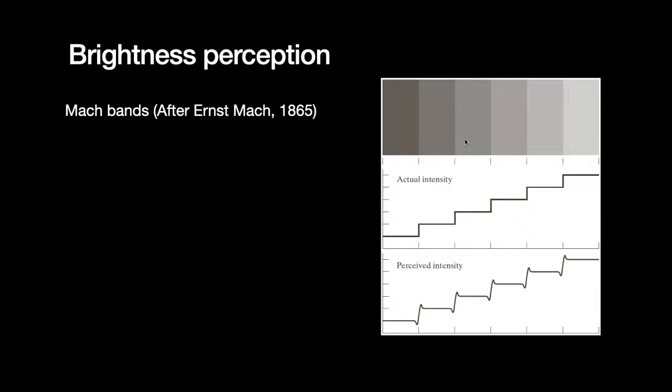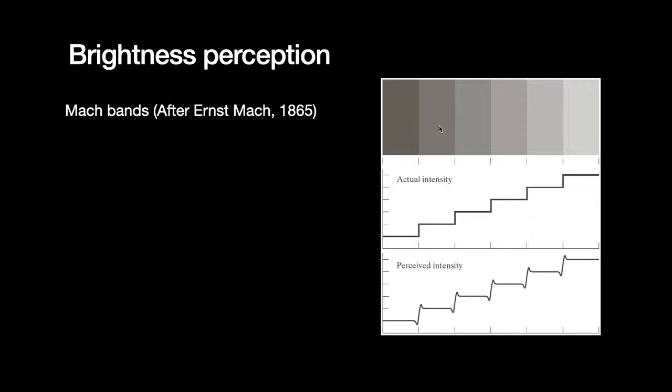But if you look at it as a whole, you will perceive that this edge, which is close to a darker region, is slightly brighter, and this edge, which is close to a brighter region, is slightly darker. So this is your actual intensity pattern, and this is the perceived intensity. Here you feel that it is slightly brighter, so the intensity is more, and then it drops, and here you feel it's slightly darker.